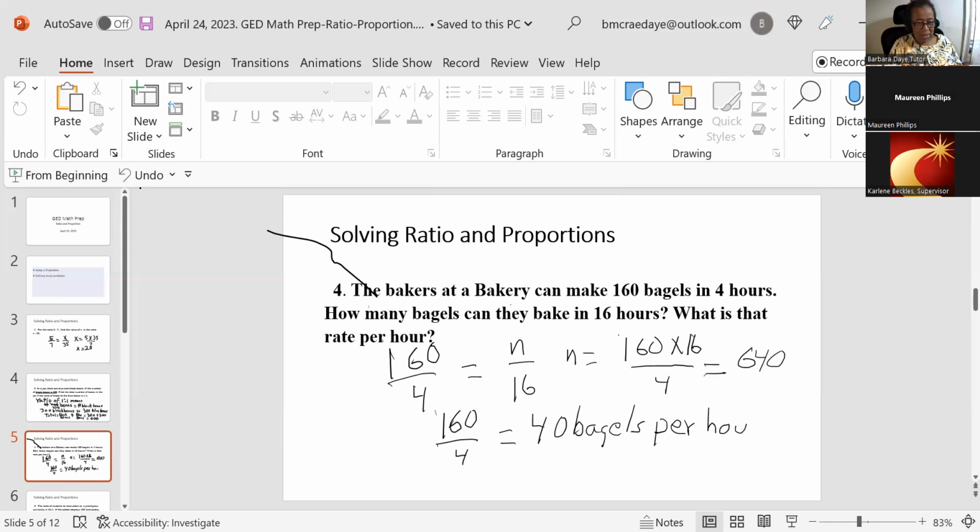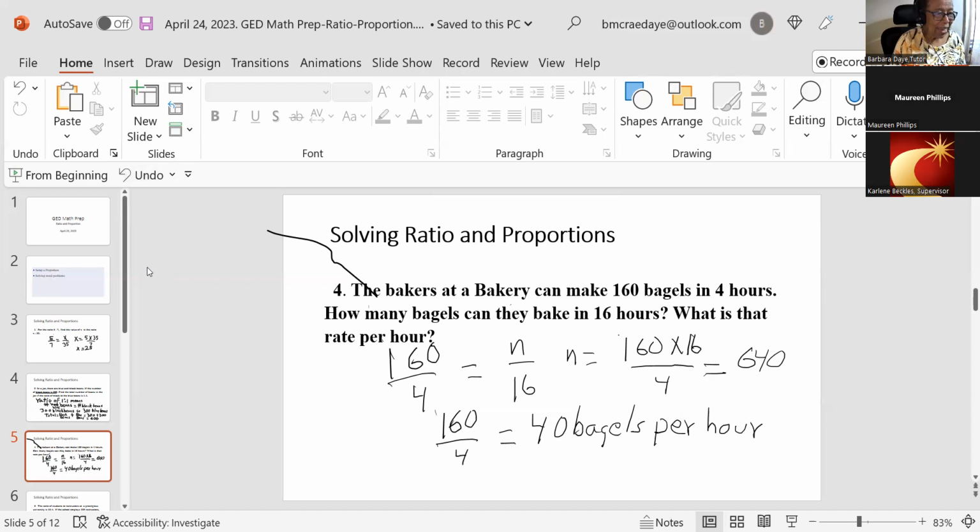Because that's what the rate is. How many bagels can you bake per hour? That means 1 hour. So 160 bagels in 4 hours gives you 40 bagels per hour. If you took the 640 and divided by 16, you still would get 40, right? Same thing.